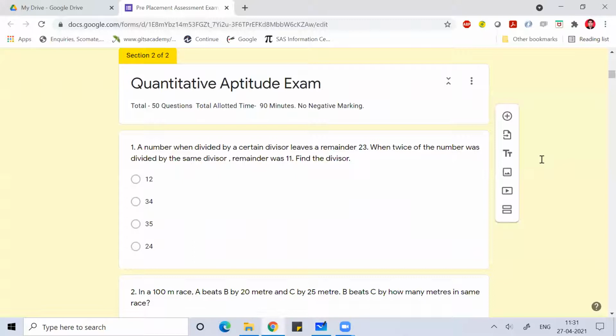A number when divided by a certain divisor is leaving a remainder 23. So if you double the number, the remainder will also get doubled. 23 twos are 46. You should get 46 as a remainder. But you're not getting 46 as a remainder. Why not? Because 46 is more than the divisor. So how much is 46 more than the divisor? That is your divisor. So 46 is 11 more than your divisor, so your divisor is 35. I hope you understood this.